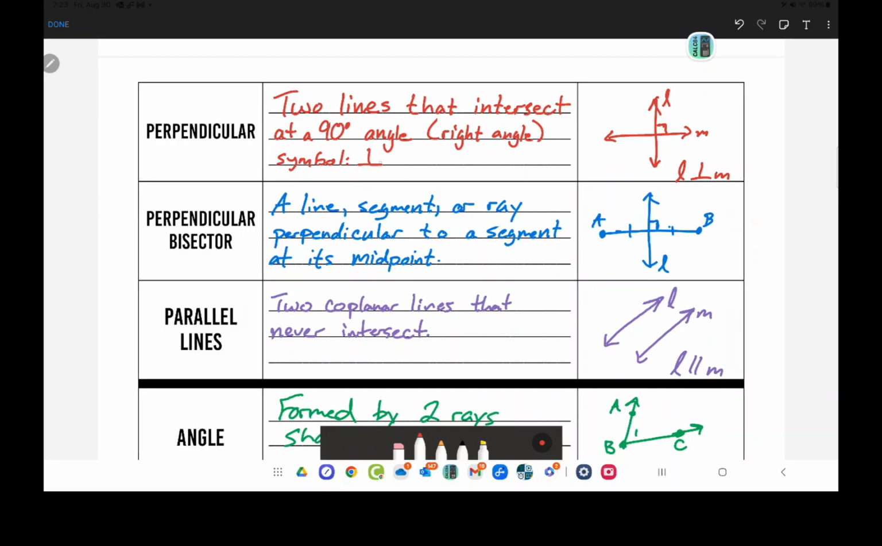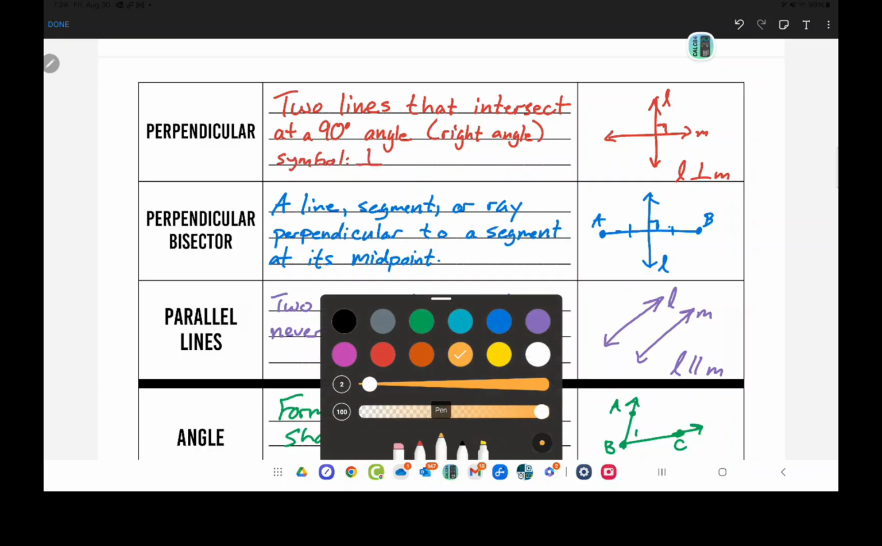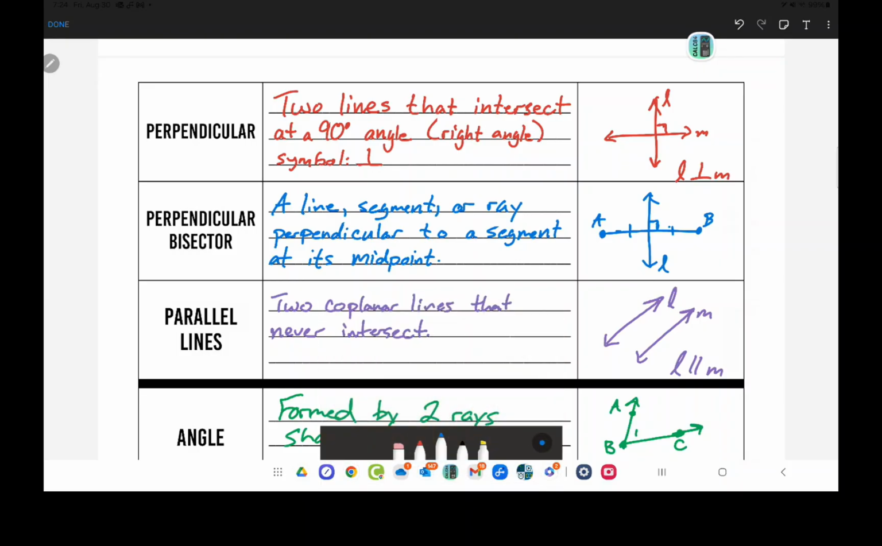All right. So yeah, upside down capital T symbol. Now, a line or segment or ray that's perpendicular to a segment at its midpoint is called a perpendicular bisector. So here, line L bisects segment AB and is perpendicular to it.